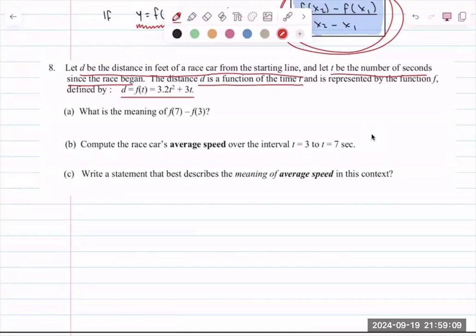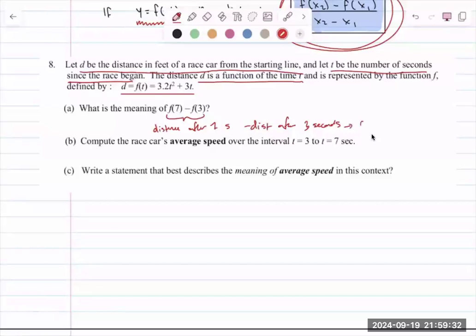But what is the meaning of f of 7 minus f of 3? So this is his distance after 7 seconds minus his distance after 3 seconds, excuse me. That's just the distance he's traveled between 3 and 7 seconds. Or his change in distance. So change in distance, you can use English, lots of ways to interpret this, right?